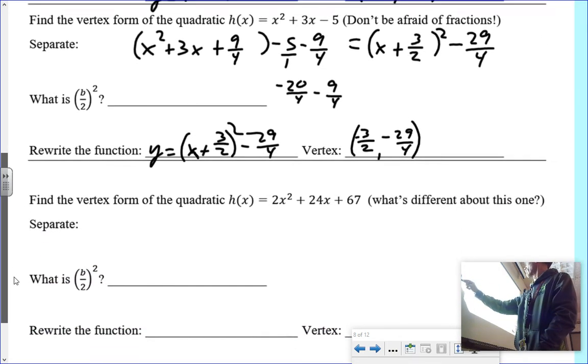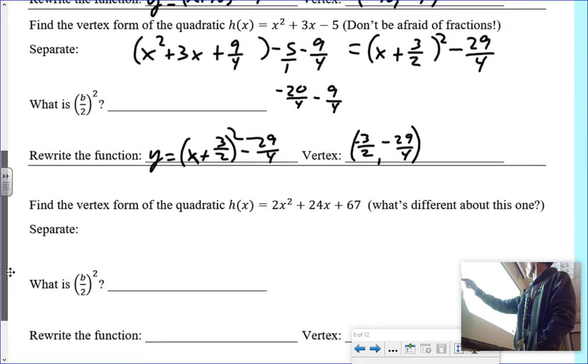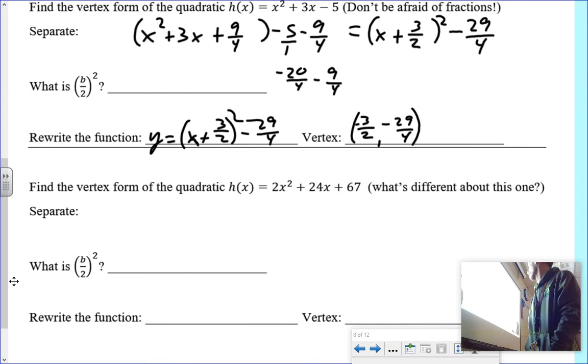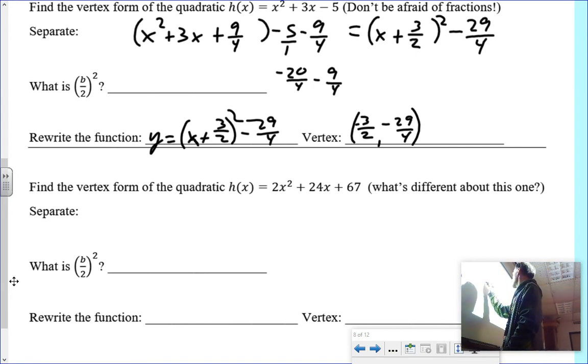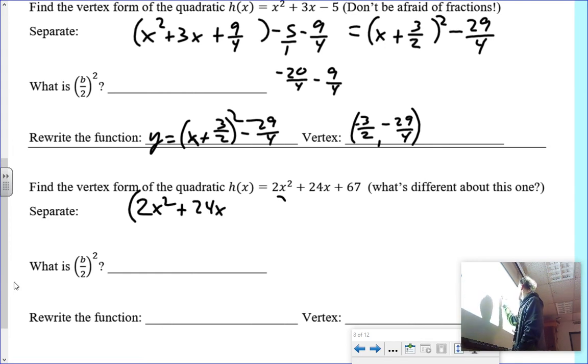And then the last one. We haven't done anything where you have a leading coefficient yet, so I had to get one of these in. There's a little bit of a wrinkle here you have to think about. Notice in this case a is 2, so 2x squared plus 24x plus 67. We're going to start it off the same way, guys. So we're still going to do 2x squared plus 24x, leave a space, plus 67.